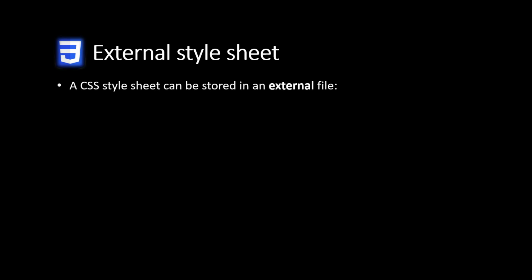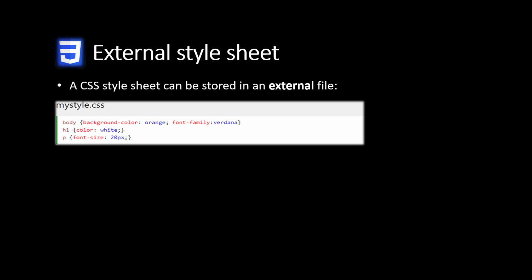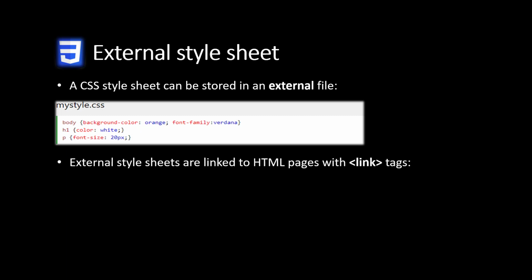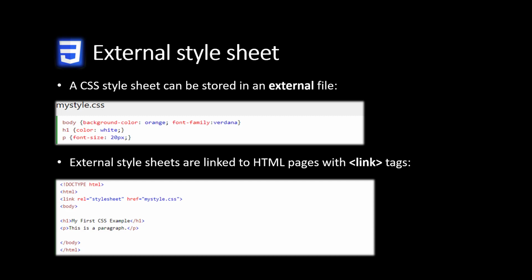External style sheet. A CSS style sheet can be stored in an external file. Like here you can see, we have an external file with the name mystyle.css, and inside it we have CSS declarations. External style sheets are linked to an HTML page with link tags. Like here you can see, we have link, rel, stylesheet, and href, mystyle.css.